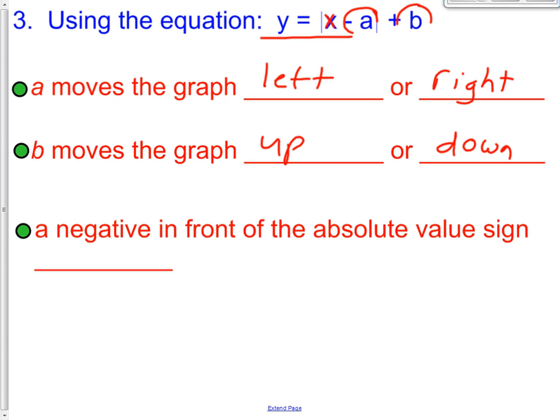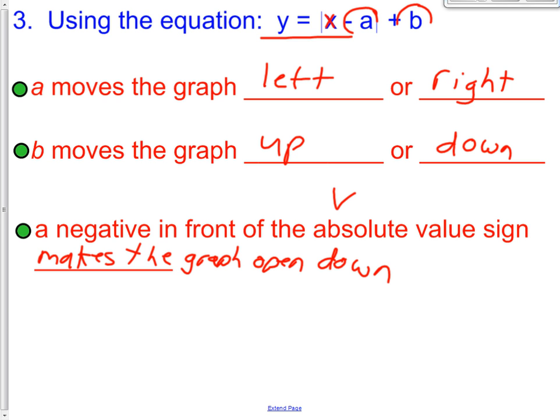So that's an important part to remember. And then this last bullet point, a negative sign in front of the absolute value sign makes the graph open down. So if it's positive, you're going to get a V. If it's negative, you're going to get an upside down V. So those things are also very important to remember as you do these problems.